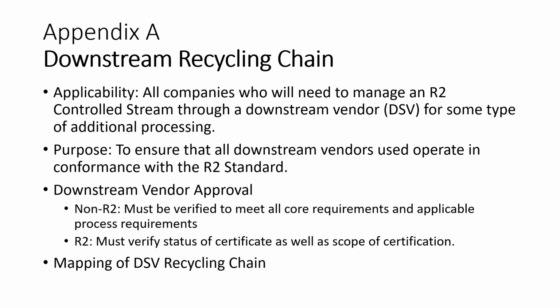Approving an R2 downstream vendor is a lot more straightforward in that all we will really need to do is confirm the status of their R2 certificate, make sure they're currently certified, as well as verify their scope of certification, just to make sure they are certified to manage the types of electronics we want to send, as well as certified for the additional processes we need them to perform.